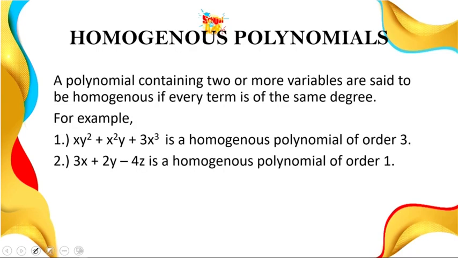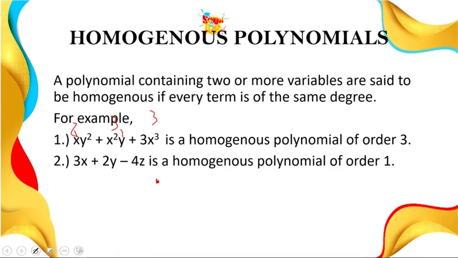Homogeneous polynomials. A polynomial containing two or more variables is said to be homogeneous if every term is of the same degree. So for example, where we have xy raised to the power 2, x raised to power 2y and 3x raised to power 3. This is a homogeneous polynomial of order 3, as we're having x raised to power 1, y raised to power 2. So sum of all the powers here, 3. x raised to power 2, y raised to power 1. Sum of all the powers here, 3. Then x raised to power 3. Sum of all the powers here also 3. So this is a homogeneous polynomial of order 3.